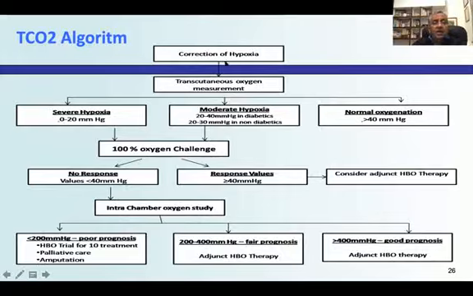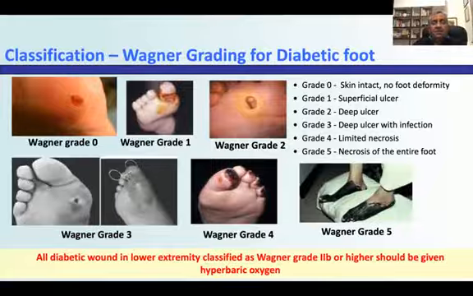So, if you look at correction of hypoxia and transcutaneous oximeter measurement, you can have severe, moderate, or normal oxygenation. You can then do a 100% oxygen challenge to see if the patient is going to benefit from it or not. And based on it, you can indicate which patients should be given hyperbaric oxygen and which should not be given hyperbaric oxygen. So it's a very objective method by which we can assess it.